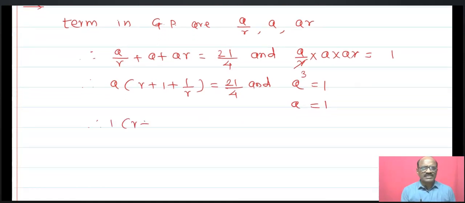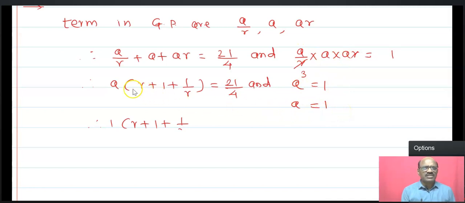And in the second case, that is their product. Here is the sum. If you take the common A, in bracket you will get R plus 1 upon R is equal to 21 upon 4. And here their product, A upon R into A into AR, is equal to 1. Now in this case, A gets cancelled. You will get A into A into A, that is A cube. A cube is equal to 1. Therefore, A is equal to 1.